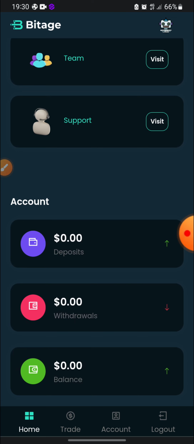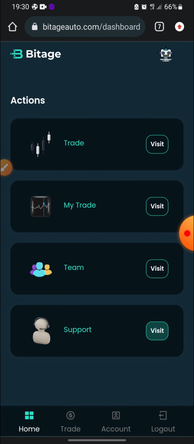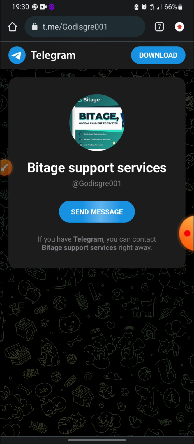And you can see my balance is 0.00, but you all know, guys, I'm going to deposit after my video, and the next thing I'm going to show you all is just withdrawal when I start making my money. So this is their support. So you can just message them on Telegram. I think they are available on Telegram.